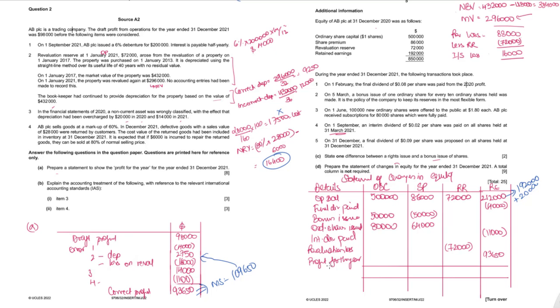So let's calculate the closing balance. So 630,000, share premium 100,000, revaluation reserve becomes 0, and retained earnings becomes 254,650. If you compare this to the marking scheme, your retained earnings will be correct.